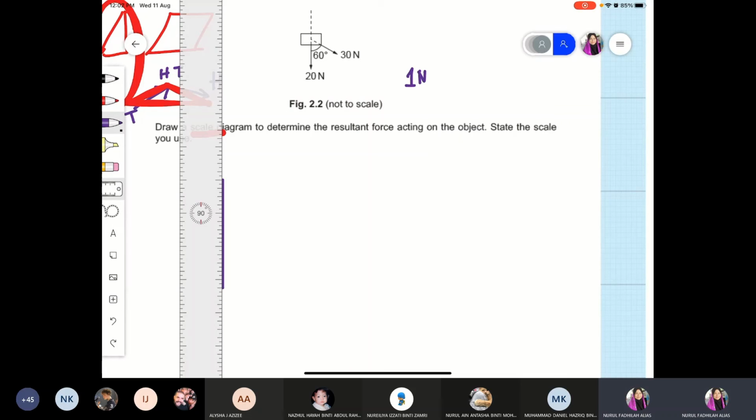1 Newton, 1 cm equals to berapa? 1 cm 1 Newton payah juga kan? 1 cm maybe 5 Newton. Okay, first you set this one. Tak ada yang dah buat ke? Kalau ada yang dah buat, kita marking je. Okay, so 5 Newton. Jadi kalau 1 cm 5 Newton, so for 20 Newton, berapa cm? 4 cm. 20 divide by 5, 4. So 4 cm.